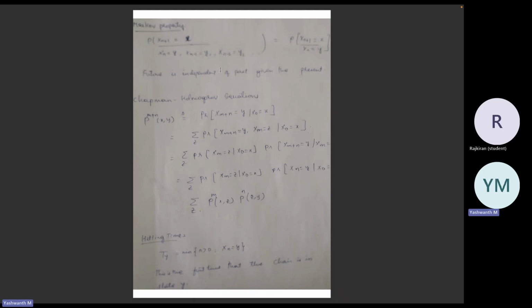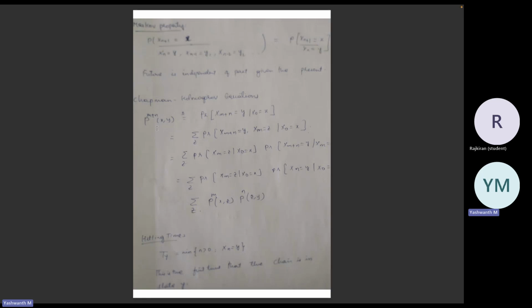So that's what this means. That's what a Markov chain is. We'll go through quickly some of the important things in this. One is the Chapman-Kolmogorov equations for a discrete time Markov chain.